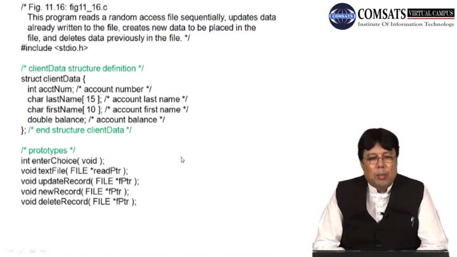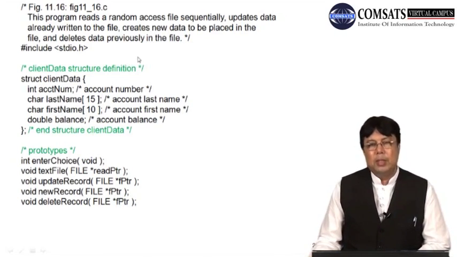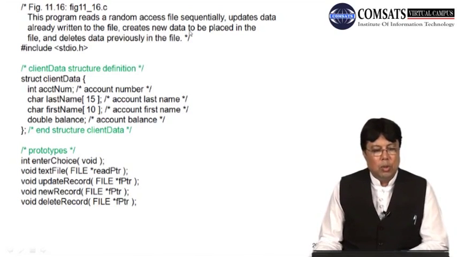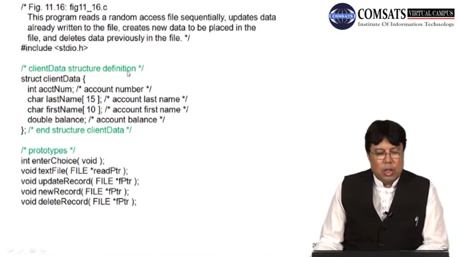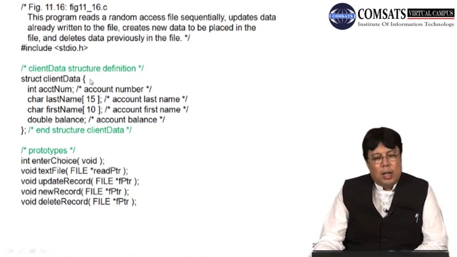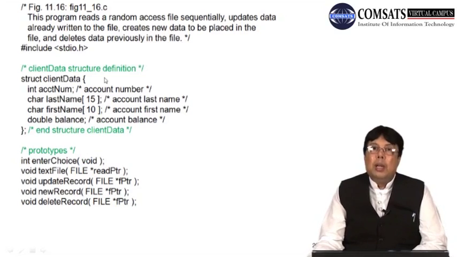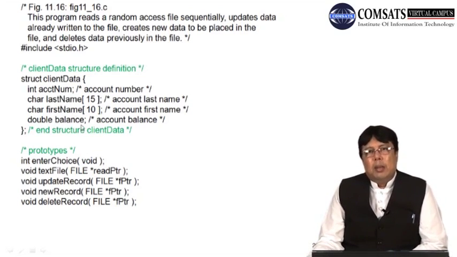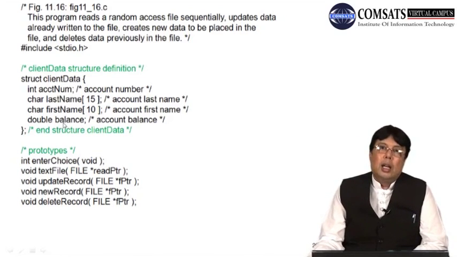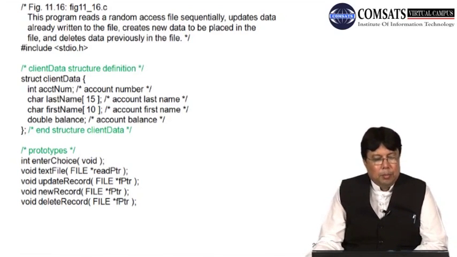So we can start with this program that reads a random access file sequentially, updates the data already written to the file, creates new data to be placed in the file, and deletes data previously in the file. These all functions it should be able to do. First of all, we are going to define the client data structure, the same one we used in the previous examples, containing the account number, last name, first name, and the account balance. We have kept it very simple, with the barest minimum information, so that we could demonstrate a good use of this particular facility.